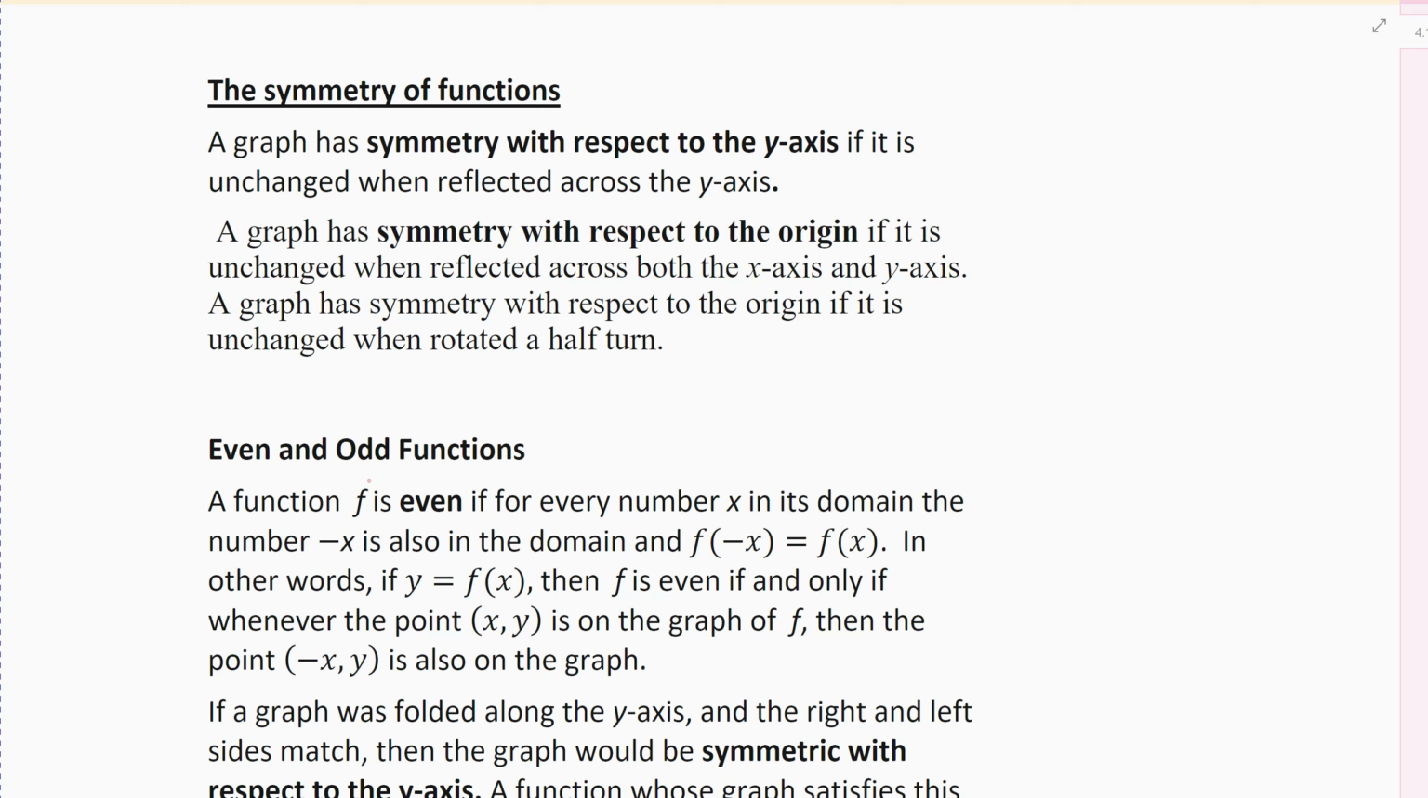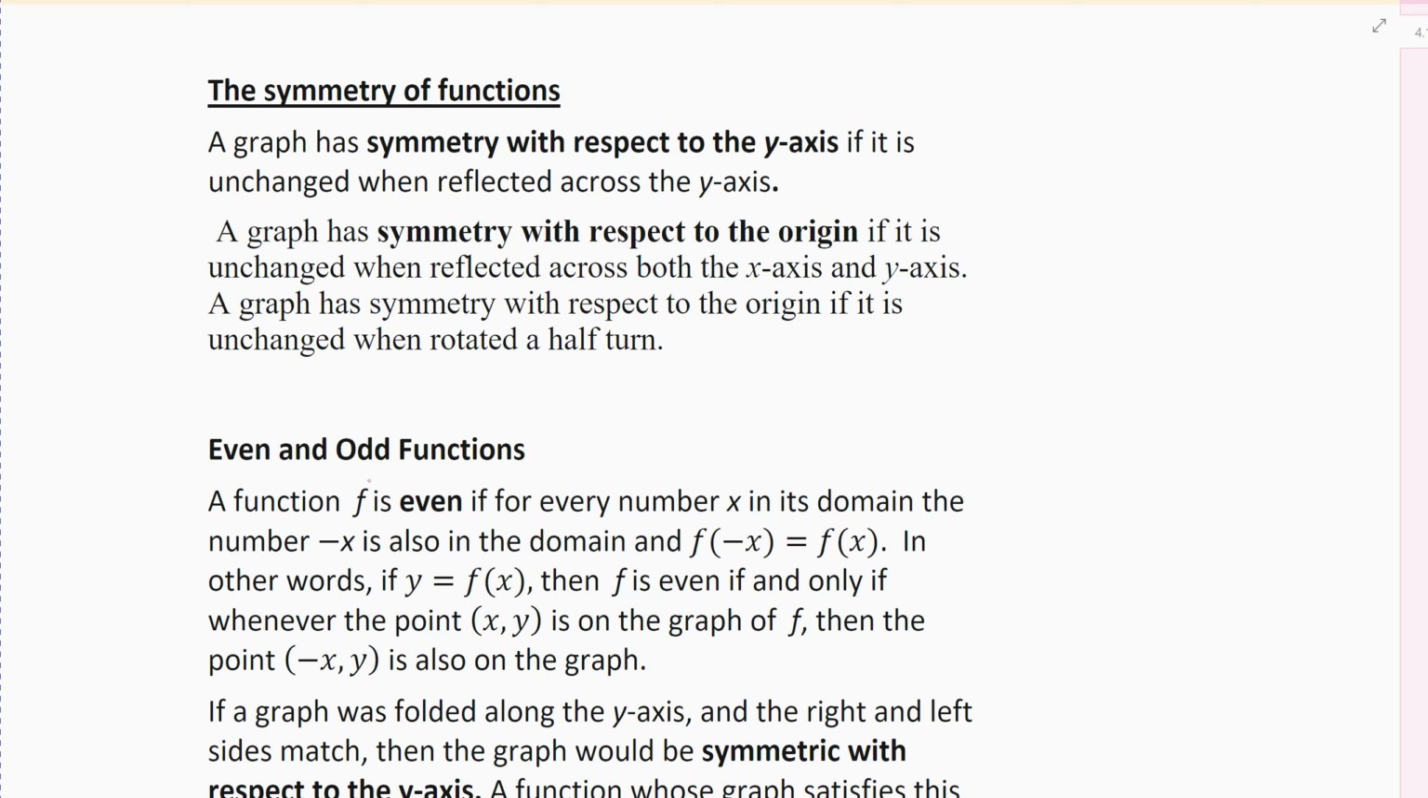Then there's the symmetry with respect to the origin. The origin's the 0, 0 on my xy plane. And so this means that there's no change when I reflect it across both axes. So I reflect it across both the x and the y. Both reflections take place, but when both reflections take place, the graph stays the same. What happens about the origin is it's actually a 360-degree rotation. So the shape's the same in opposite quadrants.